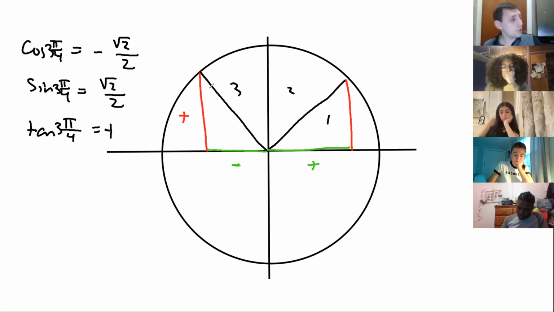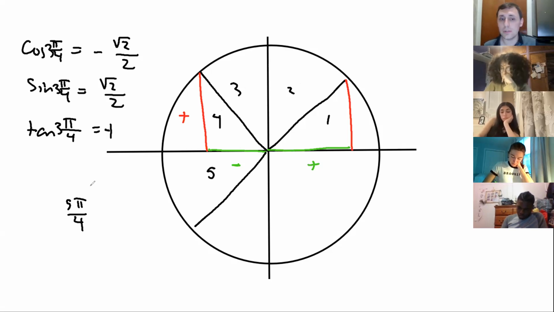Now, if I wanted to calculate what this angle would be, if I want to get to 45 degrees in the third quadrant, what's this angle? So this is 3, then this is 4, and then this is moving 5 segments. You agree? You see how I think, guys. 1, 2, 3, 4, 5. So this angle is 5 pi over 4. And I can easily calculate all my values there.